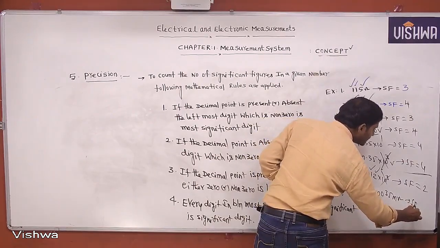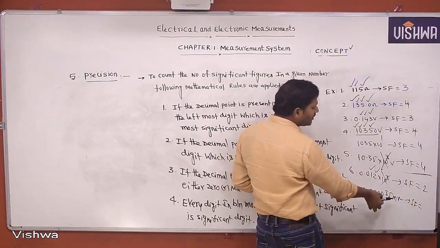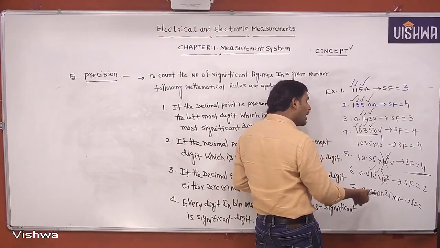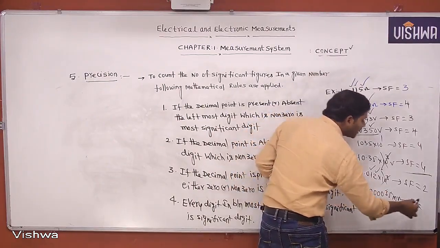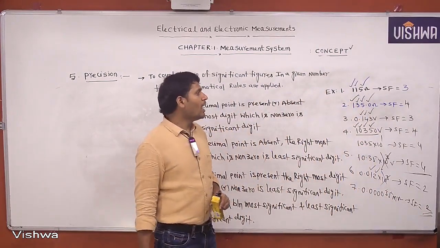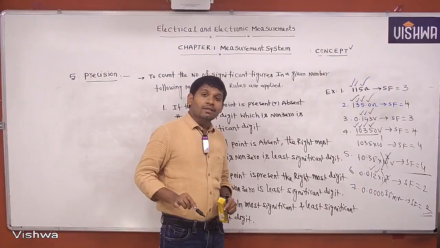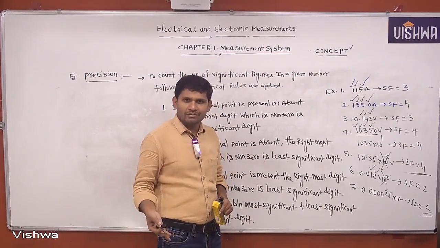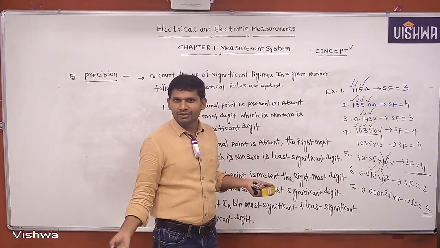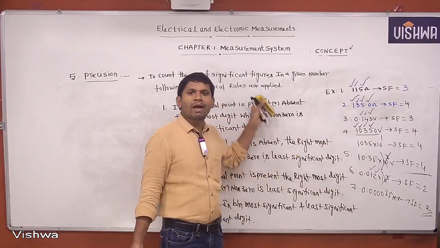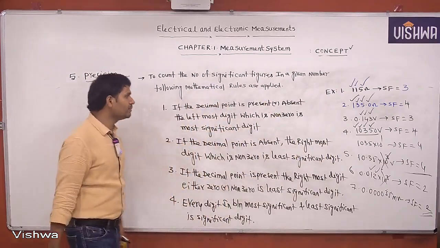How many significant figures? You multiply with megaohms, that is 10 power 6, and we can get 35. Or directly also we can measure: how many significant figures? 2 significant figures. Like this we can write. Among all these, the number which has more significant figures will be more repeated. That is nothing but precision, high precision. Understood? Like this we can count the number of significant figures by applying these mathematical rules.